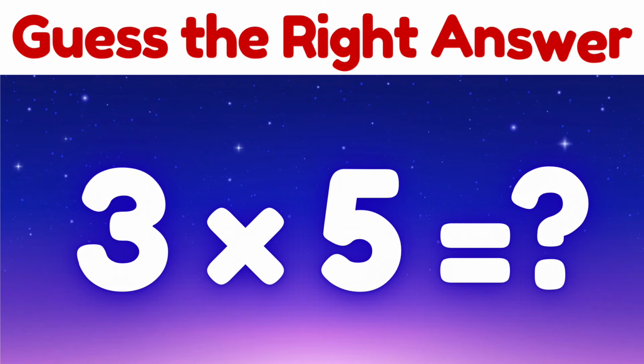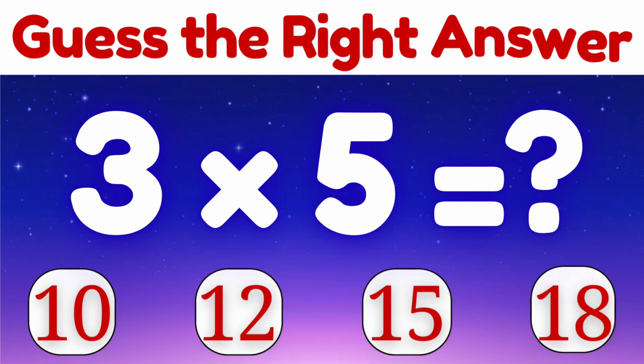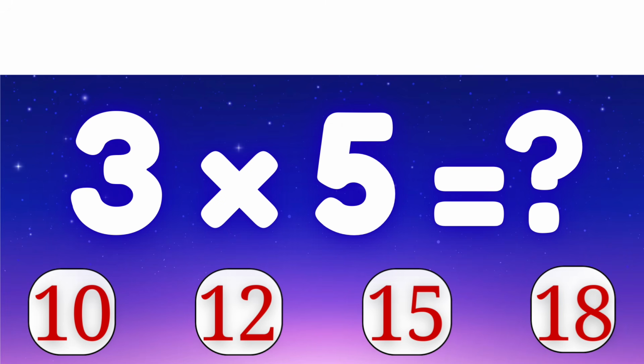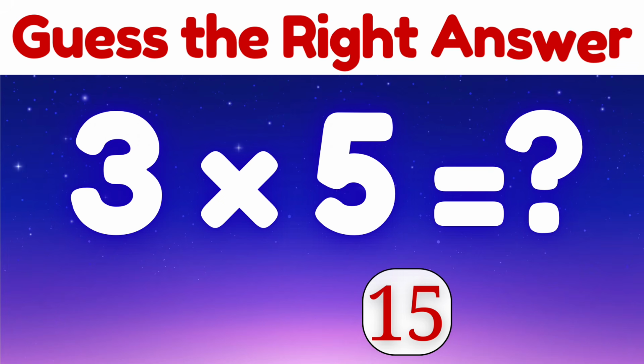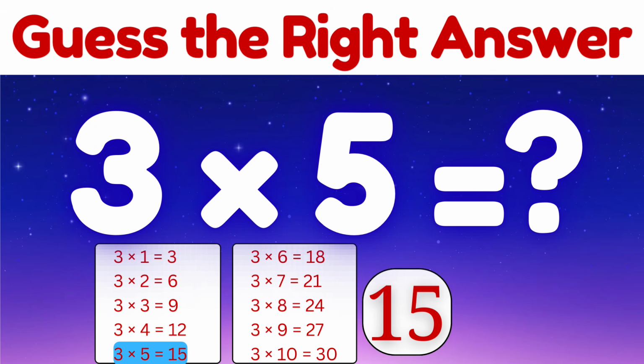Here comes another one. What is 3 times 5? Let's check the options. Is it 10 or 12 or 15 or maybe 18? Think carefully. The answer is 15. You are counting like a star. 3 times 5 equals 15.